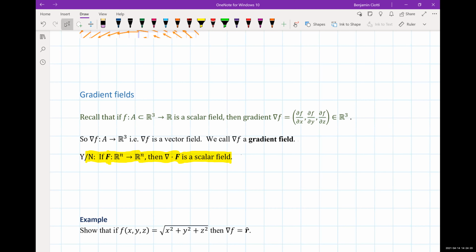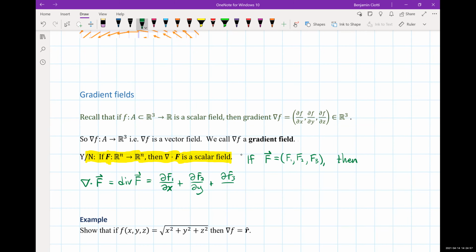Let me just remind you what del dot F is. F, let's say, has components F1, F2, and F3. And del dot F, which is also sometimes written as div F, is partial F1 partial x, plus partial F2 partial y, plus partial F3 partial z. Well, that's a scalar. It's a scalar, and it's also a function defined on space. So the answer is yes, this one is a scalar field.